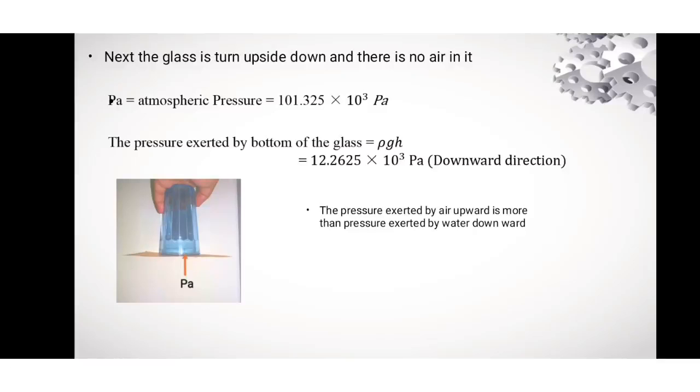As my friend Izzat said in the video before, we can conclude the reason why the water does not spill out is because the pressure exerted by air upward, which is the atmospheric pressure, is more than the pressure exerted by the water.